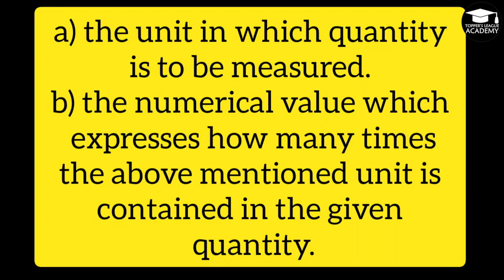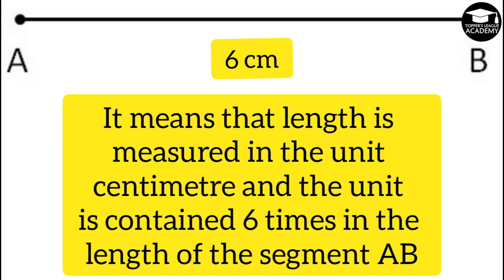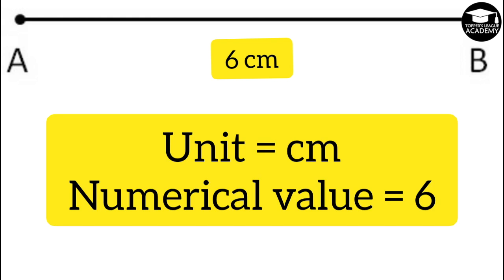To express the result of measurement of a physical quantity, we must know the unit in which the quantity is to be measured and the numerical value which expresses how many times the above mentioned unit is contained in the given quantity. Let's understand this with the help of an example. Segment AB, which is 6 cm long, means that length is measured in the unit centimeter and the unit is contained 6 times in the length of the segment AB. So here the unit is centimeter and the numerical value is 6.